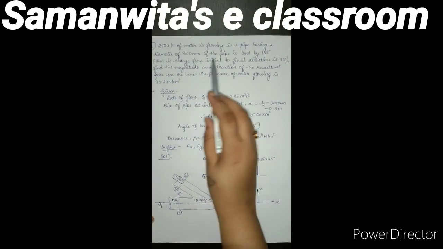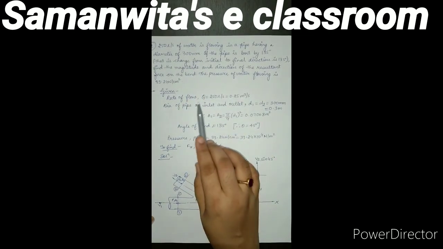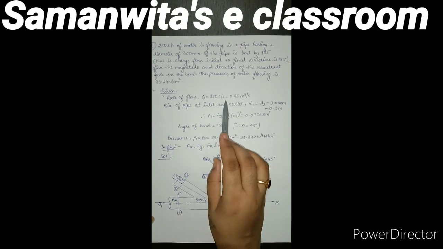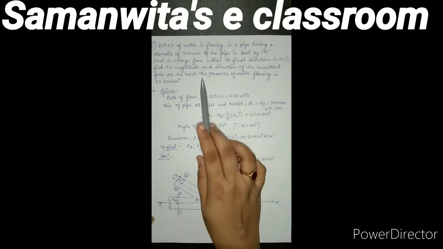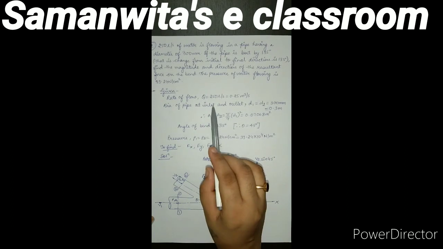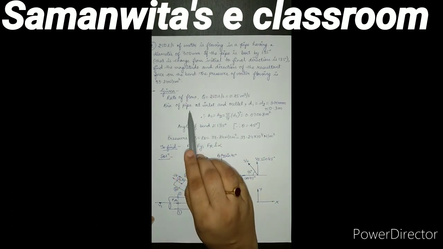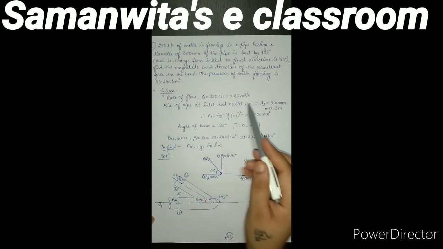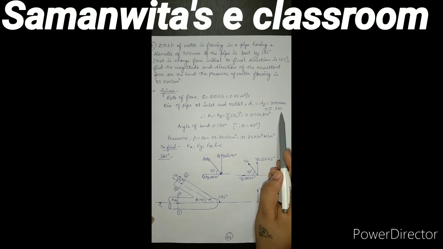250 liters of water is flowing in a pipe having a diameter of 300 mm. So the rate of flow Q is given as 250 liters per second, which is 0.25 meter cube per second, having a diameter of 300 mm. Now there is only one diameter mentioned in the question, so I am writing diameter of the pipe at inlet and outlet is D1 equal to D2 equal to 300 mm, which is 0.3 meter.